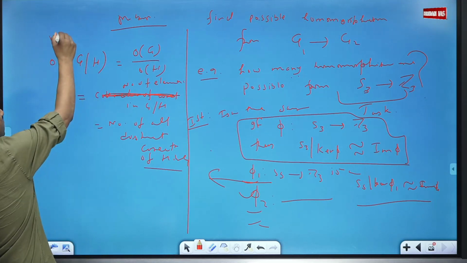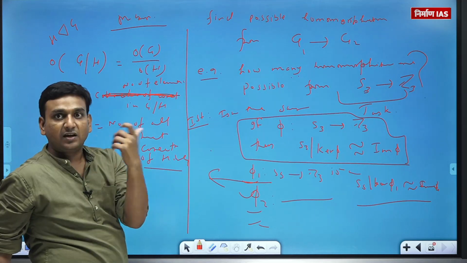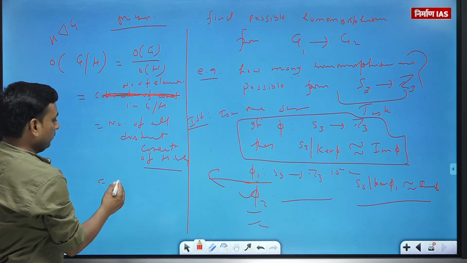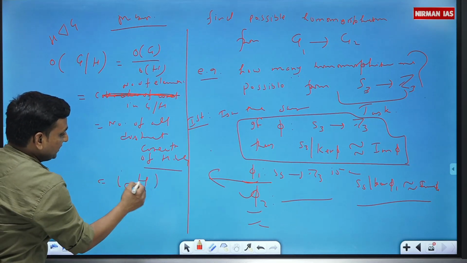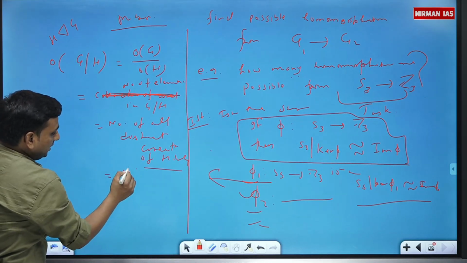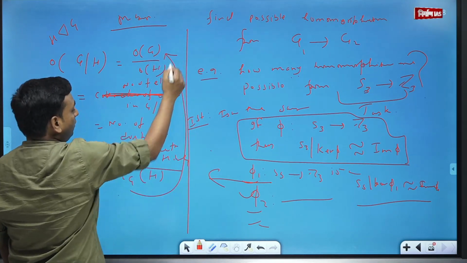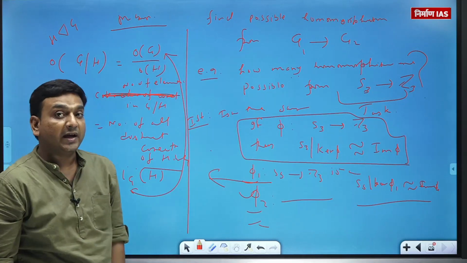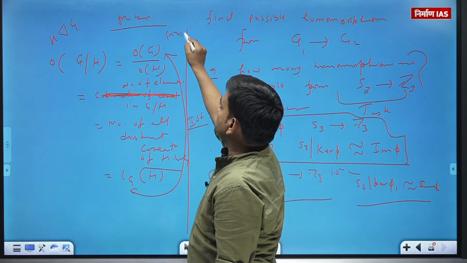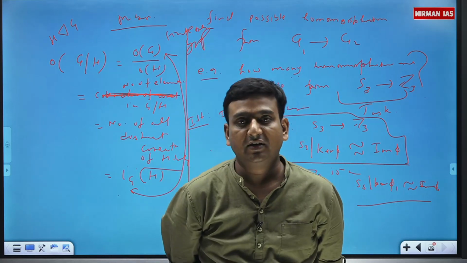Since H is a normal subgroup, only then are we able to write the quotient group. So left cosets will be the same as right cosets for each element. It is also represented as the index of H in G. Please remember, the index of H in G is nothing but order of G divided by order of H, provided these are well defined, meaning G is a finite order group. Is there any doubt?